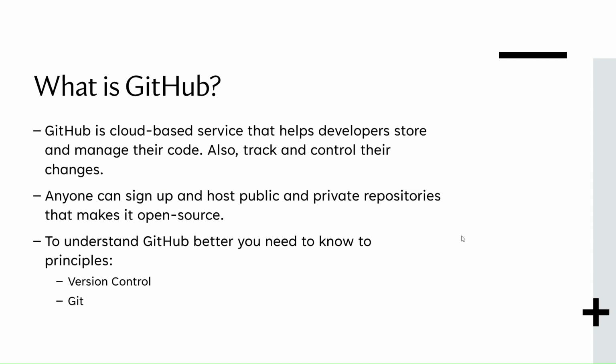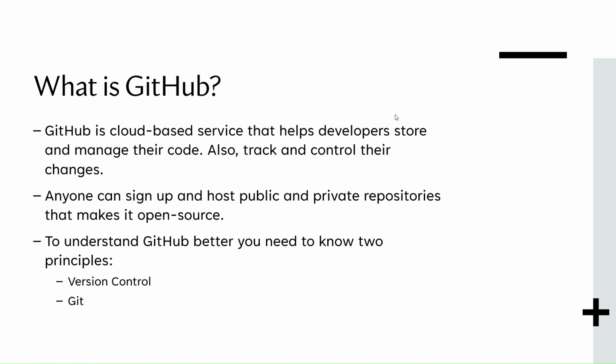So, what is GitHub? GitHub is a cloud-based service that helps developers to store and manage their code, also track and control their changes. Change means their code change. Anyone can sign up and host public and private repositories that make it open source. So anyone can sign up a profile or an account, and you can create public or private repositories and store their code there.